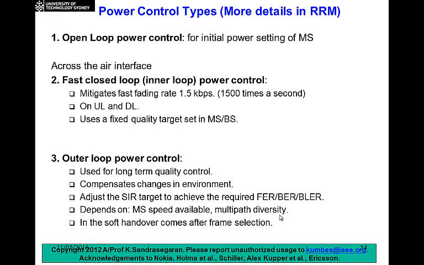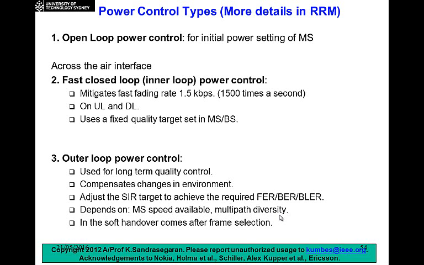Okay, in the case of power control, there are 3 important types of power control, and we'll study this a little bit more in detail when we get to the radio resource management class. So we have something called open loop power control, fast closed loop power control, and outer loop power control. So open loop power control is a mechanism that is used to set the initial transmit power for a mobile station across the interface.